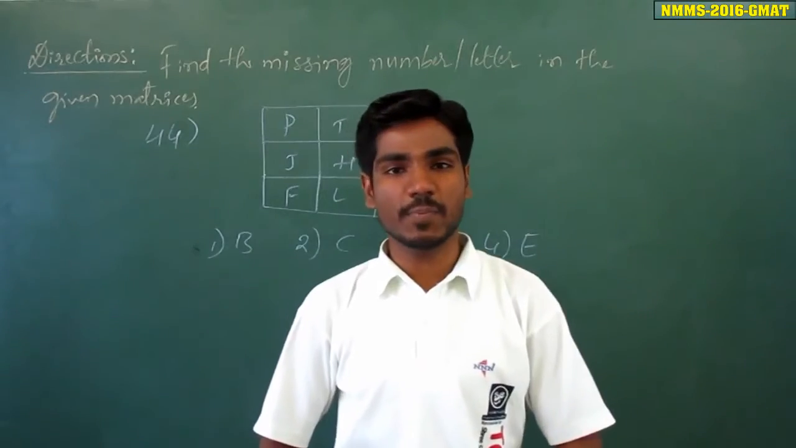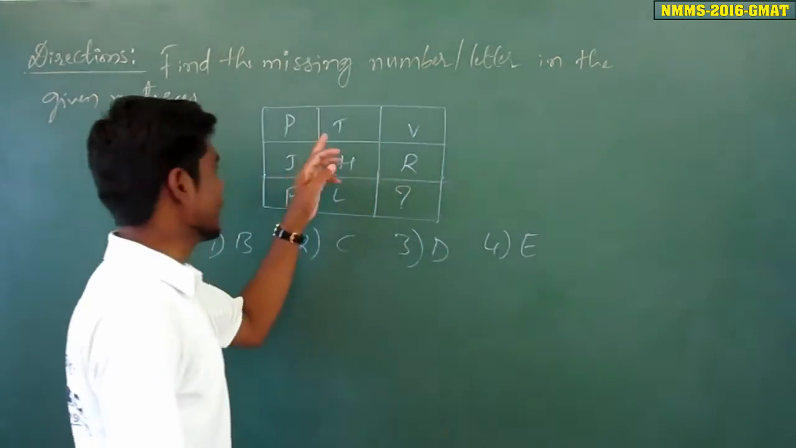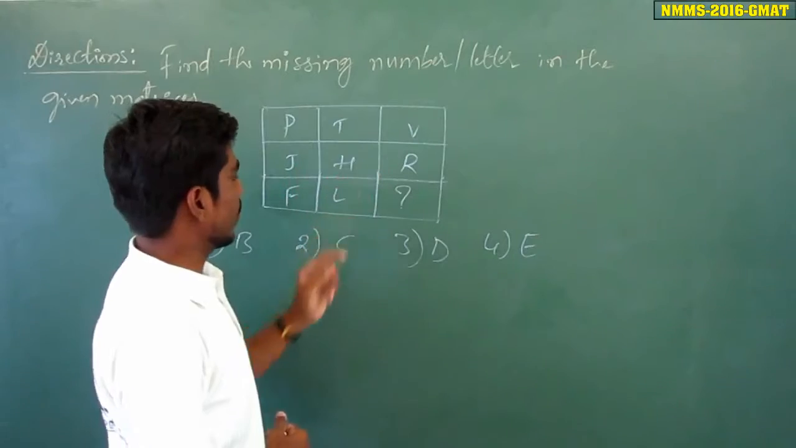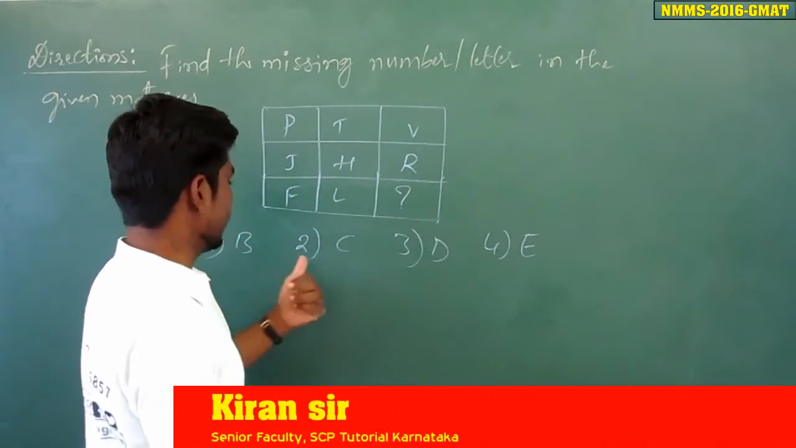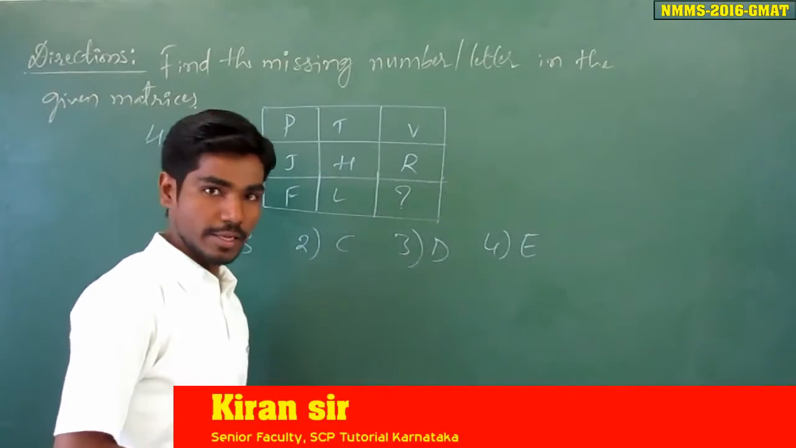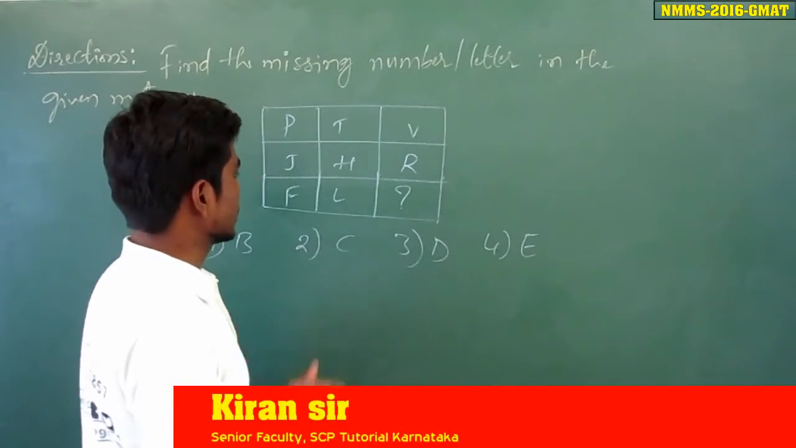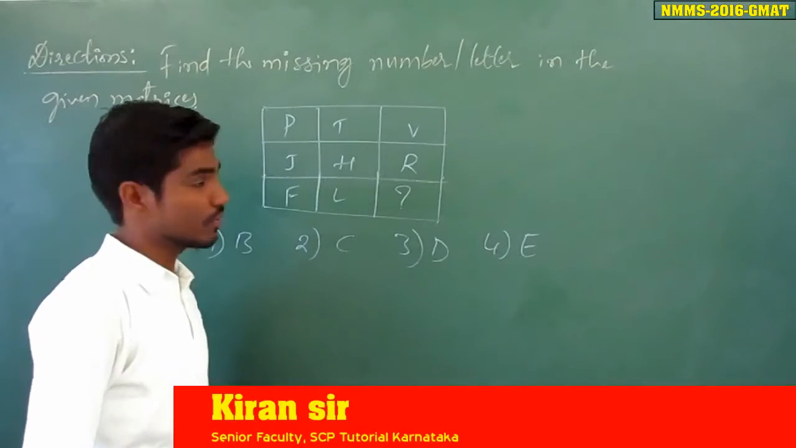Well friends, here is another problem. The given problem is PTV question mark. Given options are B, C, D and E. Well friends, before solving this problem, I'll write the positions of these letters.